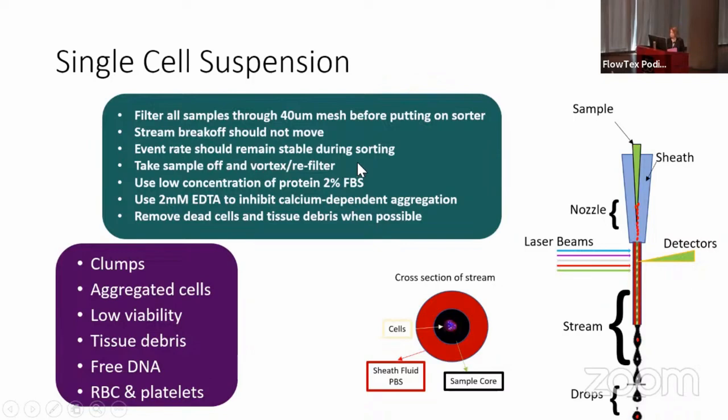Your event rate should stay stable during sorting. So you don't want to be doing 5,000 one second and 10,000 the next second. That's a good indicator that there's something wrong with your cell suspension, that you're going to need to vortex, refilter, and get that to run smoothly.